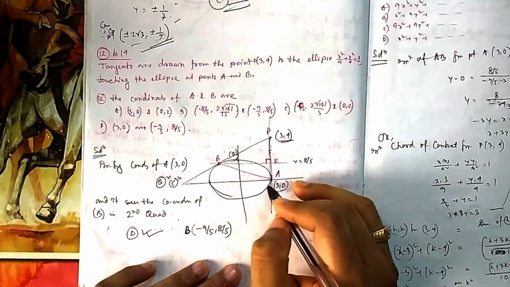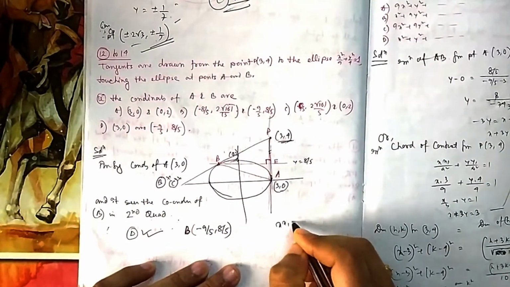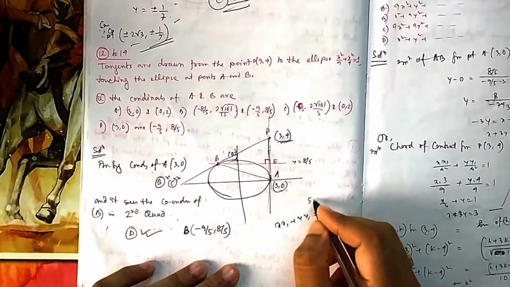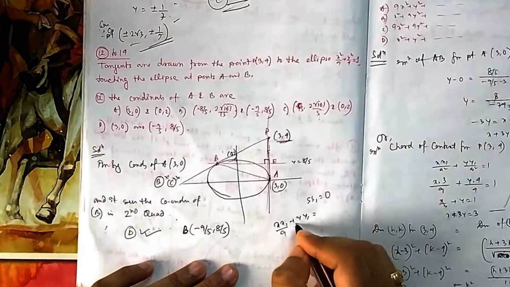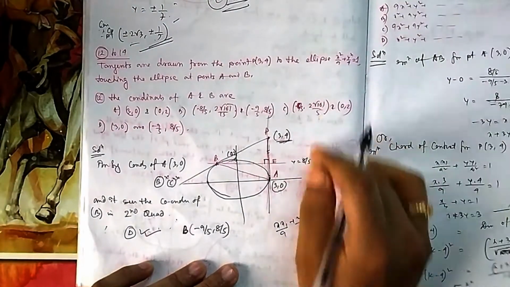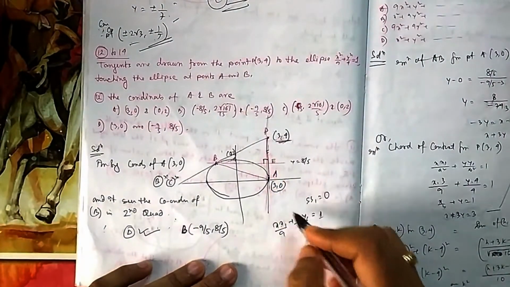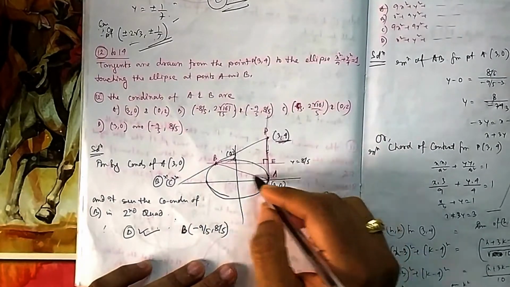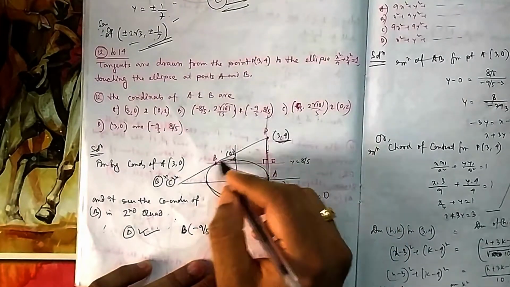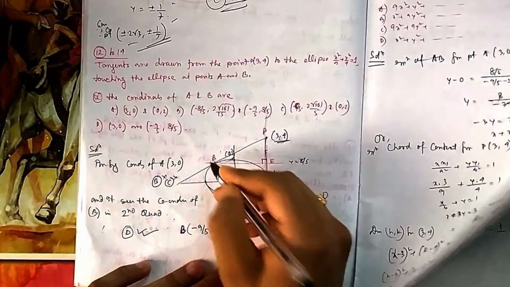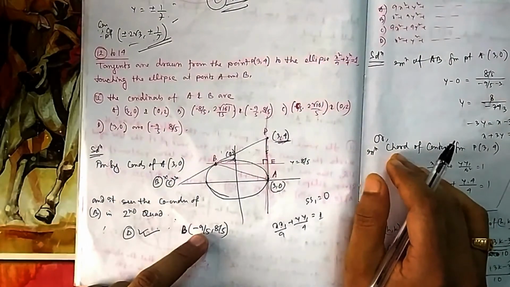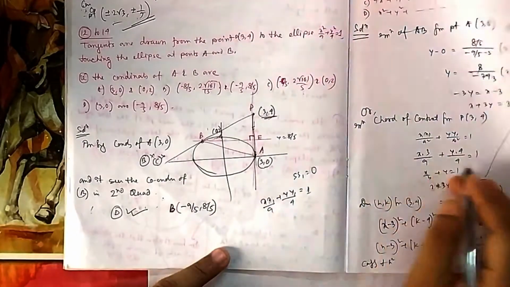You can find the equation of the chord of contact, xx1 plus yy1 equal to 1, that is S1 equal to 0. So xx1 by 9 plus yy1 by 4 is equal to 1, where x1, y1 is 3, 4. So you know this equation. Once you know this equation, you can solve it with the ellipse equation, then you can find this point. But no need, we can directly find it here. If it is required in the exam, you can do it.